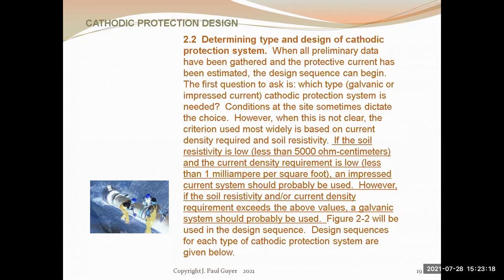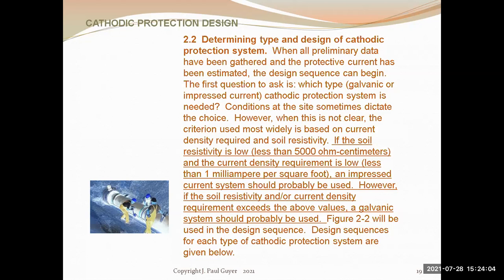But there's a tipping point there on one side of which you will use the less powerful but cheaper sacrificial anode system. And on the other side of this tipping point of soil resistivities, you would have to make a decision to use the more expensive, more complex impressed current system. Where is that tipping point in the range between 0 and 30,000 ohm centimeters? Well, it's at about 5,000 ohm centimeters.